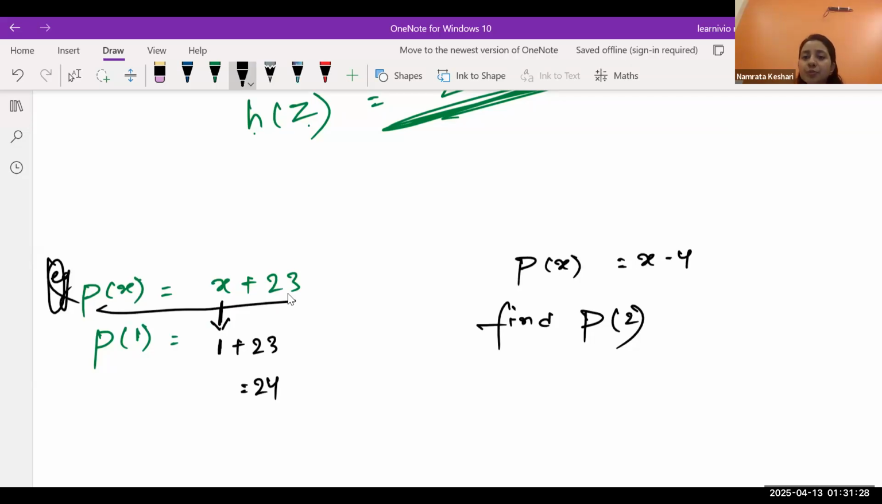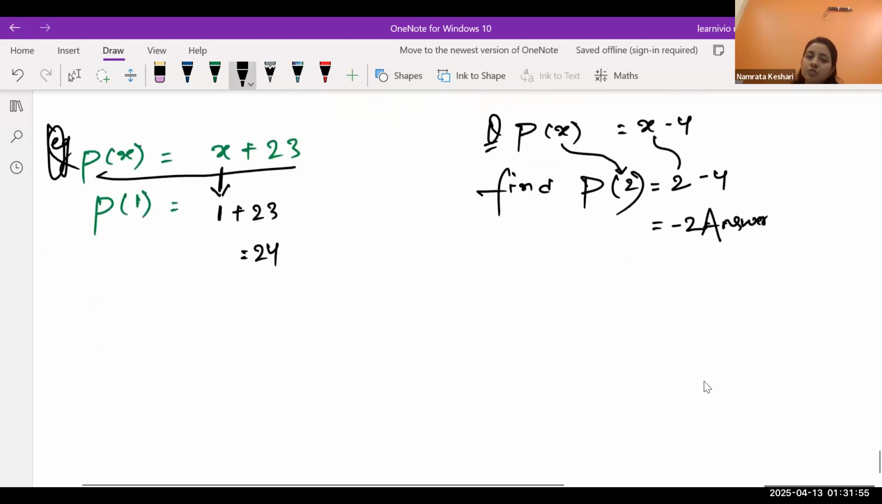So when you have to find p of 2 in the original polynomial, at the place of x you have to drop 2, you have to substitute 2. So you will be writing 2 here, minus 4. 2 minus 4 is minus 2 is the answer. We are done with finding p of 2. Are you getting it? Yes, ma'am. Okay, we will be doing practice of this type of question.